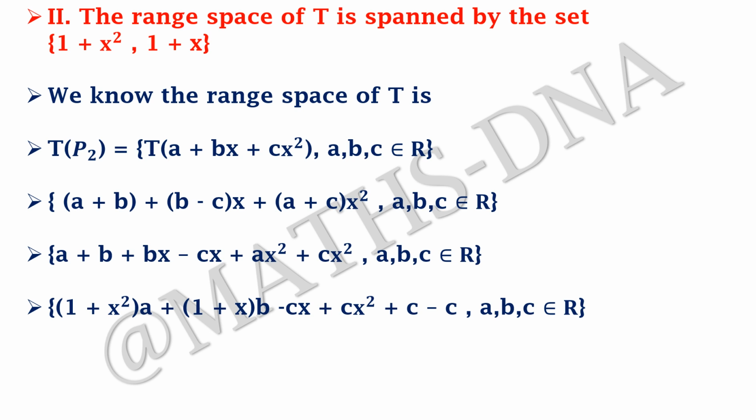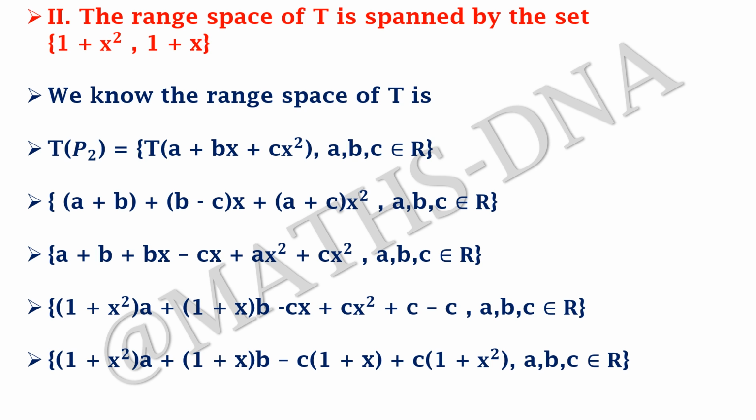Now the terms of C are minus Cx plus Cx square. From these two terms, we cannot find 1 plus x or 1 plus x square as a common element to span it. So we add and subtract C to make it solvable. And here we get (1 plus x square) into A plus (1 plus x) into B. Taking minus C as common, we get 1 plus x, and plus C as common, we get 1 plus x square, for A, B and C belonging to R. Here you can clearly see that the whole set is spanned by 1 plus x and 1 plus x square.